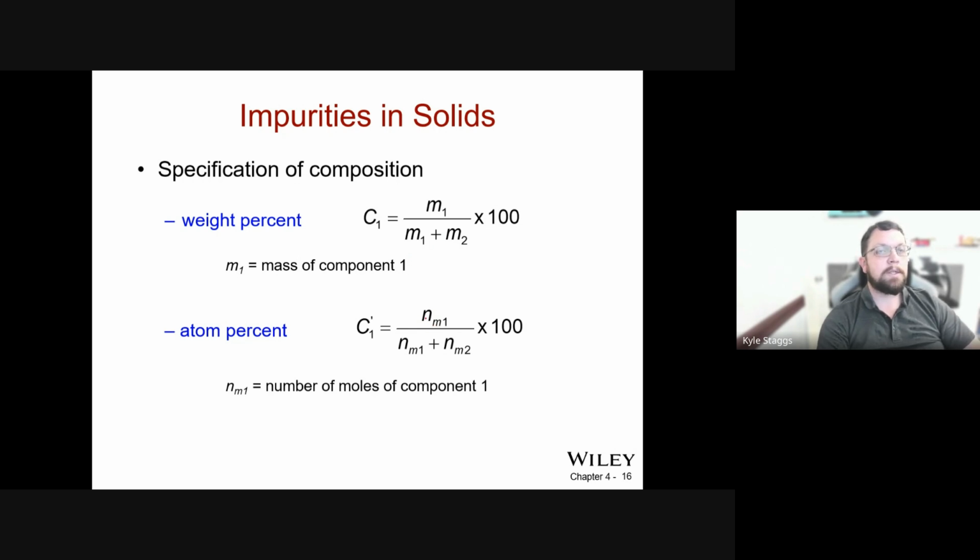The atom percent is not always going to be the same because of the relative atomic masses of different things. So you can specify either by atom percent or by weight percent, and that will change the calculation. So number of moles of component one is this NM1 that they're using here. There can be more than two, and that's another important factor.